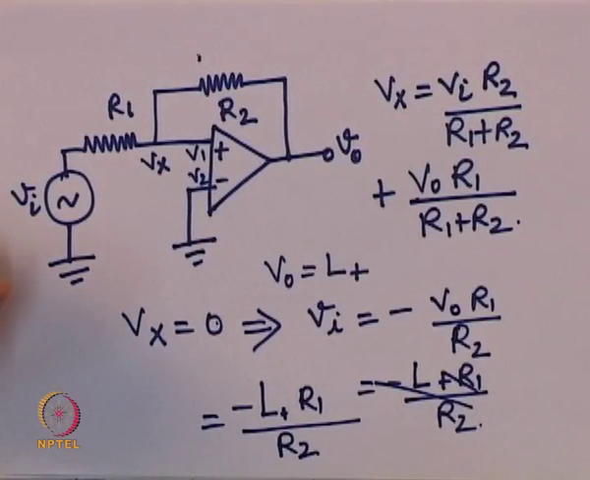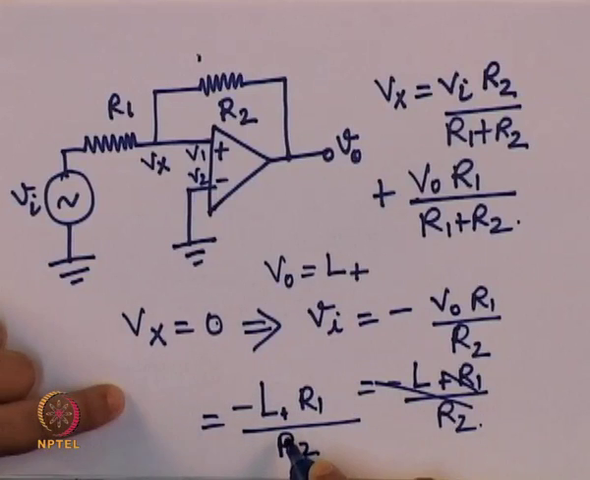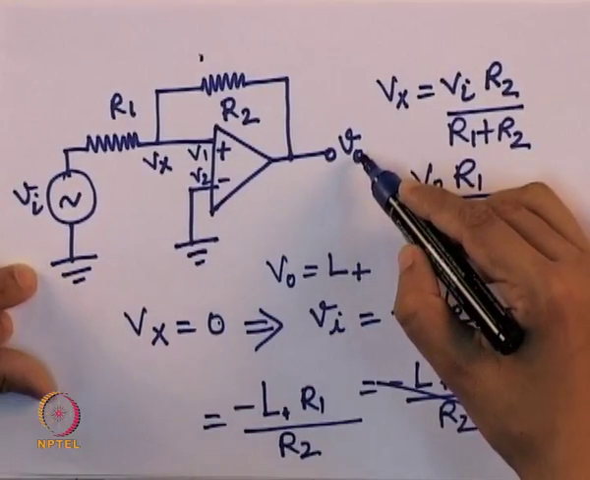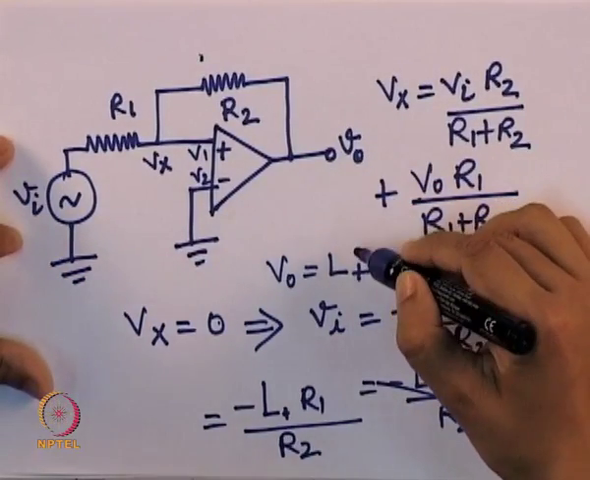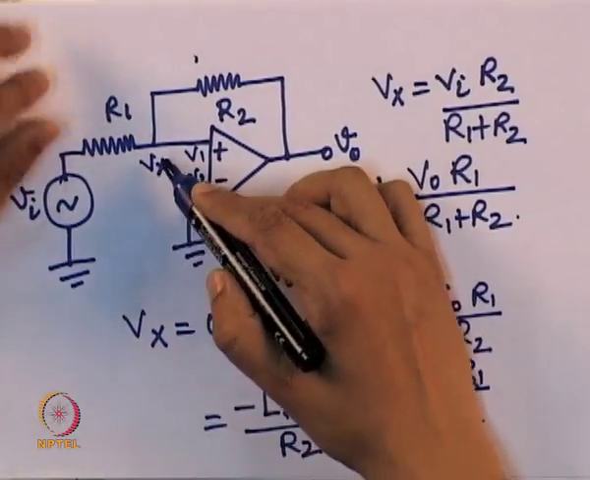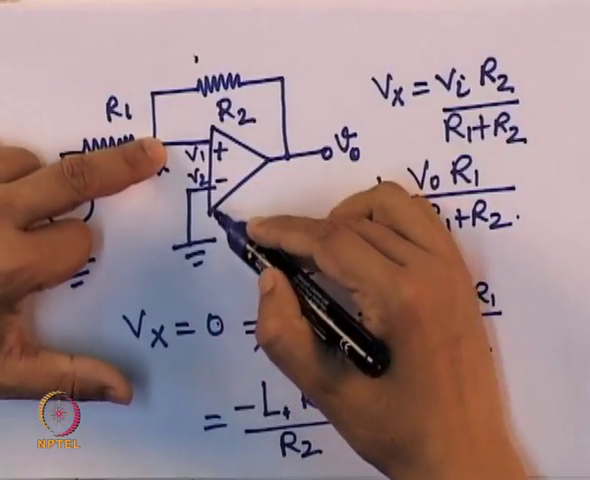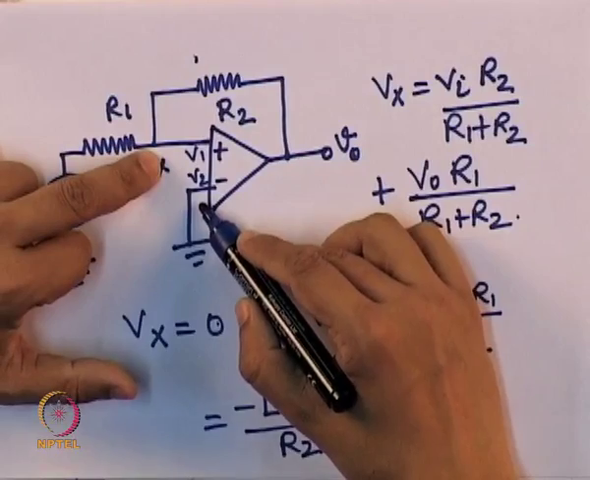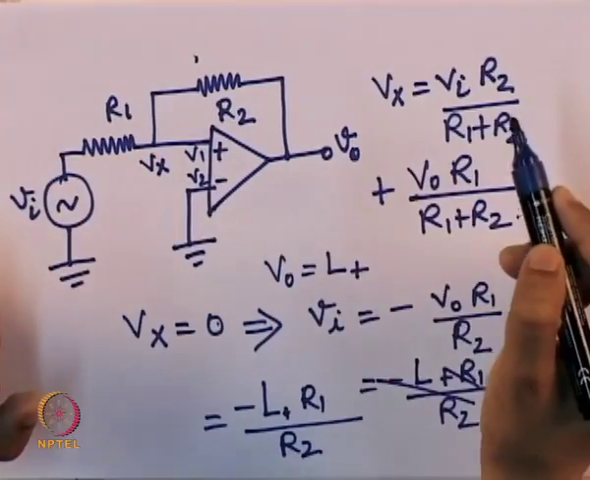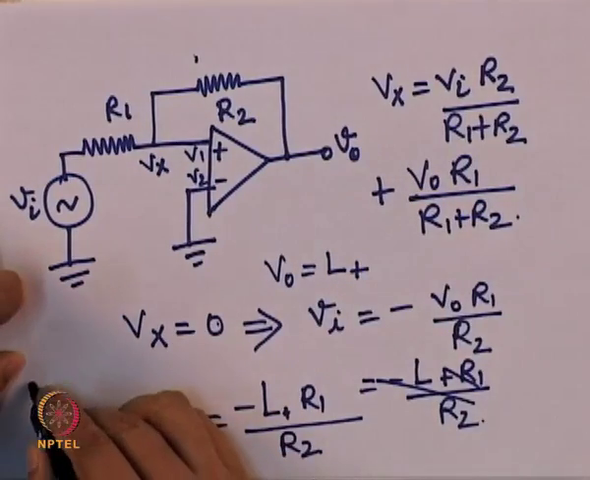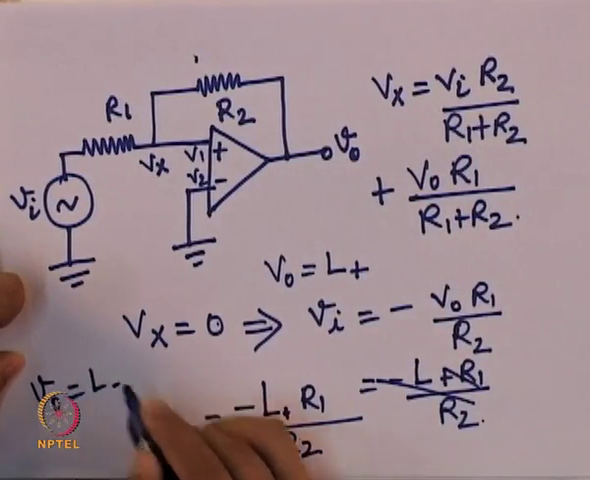Okay. So, when this Vi becomes lesser than this value, there will be a transition. Similarly, when say V0 is equal to the lower saturation voltage L minus, Vx will be negative. Because Vx is negative and V2 is ground, V1 minus V2 is negative, and therefore V0 will continue to be in the lower saturation voltage L minus.